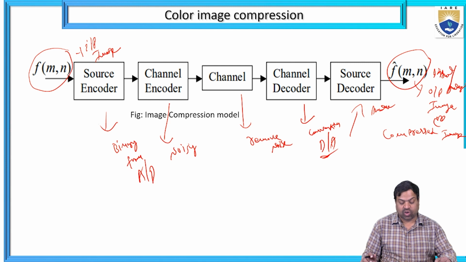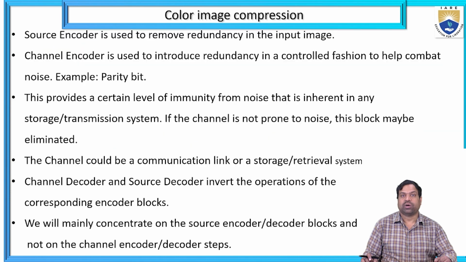Okay. So what are the components? What are the stages in image compression? The input goes to the source encoder, channel encoder, channel decoder, and source decoder. It is the f dash of m comma n.